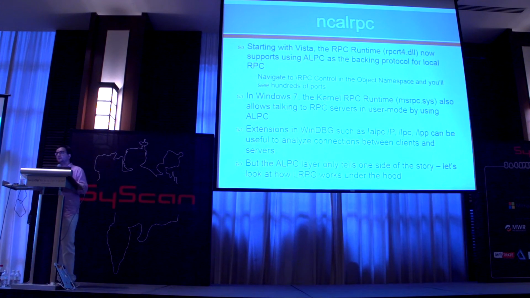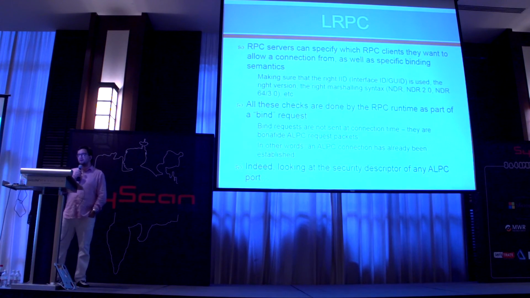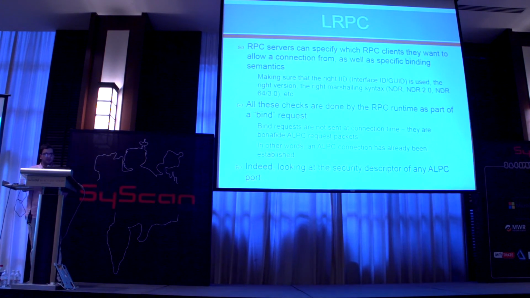But the ALPC layer is just one layer, because with ALPC you connect to the RPC runtime, but then the way you send RPC messages is to actually use the LRPC protocol. So the interesting thing about RPC is that when you connect to an RPC server, you have to bind to the server. And so whenever you have an RPC client and server, you have an interface ID, which is a GUID, a version, and a marshalling syntax. So this is all stuff that's handled by your IDL file, your interface definition language file. It's all part of the documented behavior of RPC.